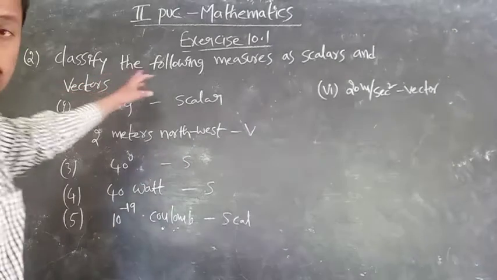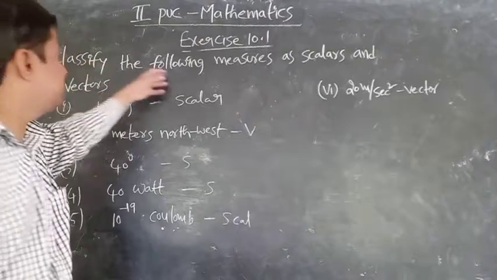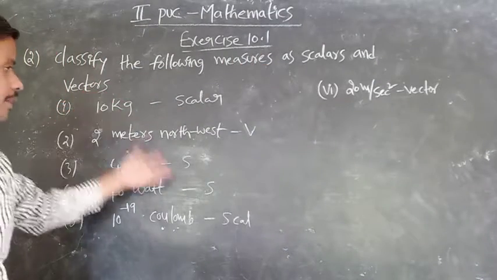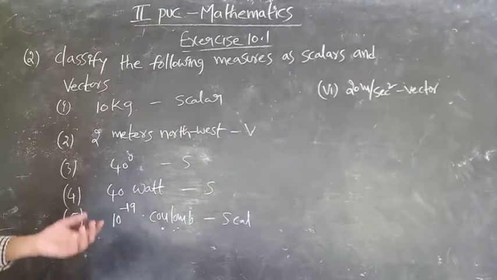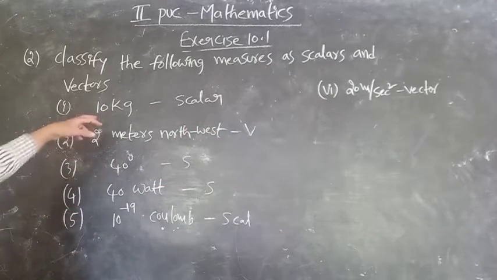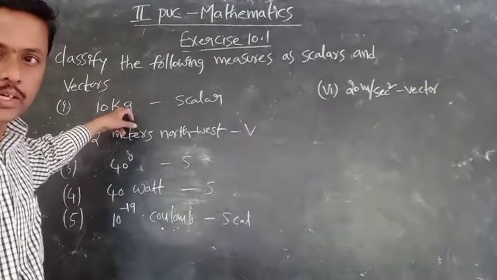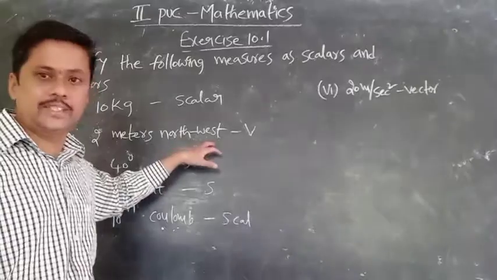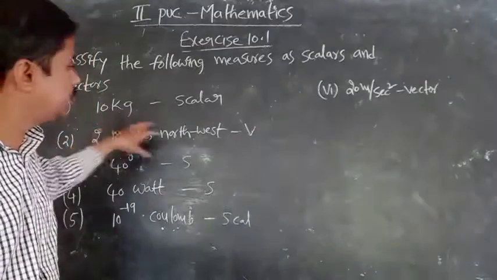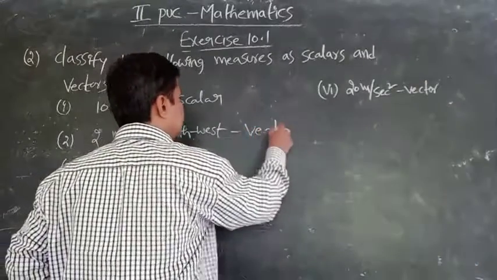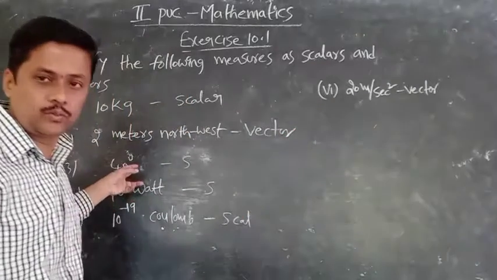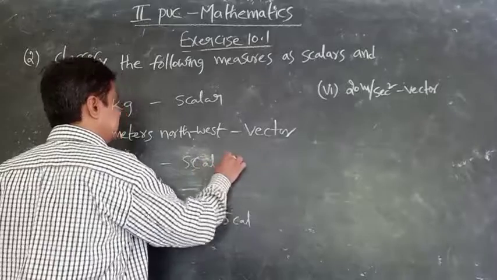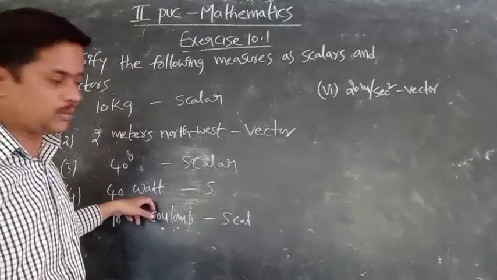See next question number 2: classify the following measures as scalars and vectors. Some measures are given, and you have to identify whether they are scalars or vectors. First one, 10 kg: only magnitude is given, so it is a scalar. Next, 2 meters northwest: direction is also given along with the magnitude of 2 meters, so it is a vector. Next, 40 degrees: only magnitude, so it is a scalar. Next, 40 watts: this is also a scalar.